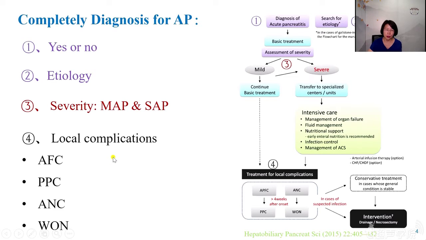The fourth, we want to know, is there any local complication? The picture shows you the local complication. Among the complications, some of them need further intervention. So for an acute pancreatitis patient, the clinic wants to know, yes or no, the etiology, the severity, and the local complication. These four aspects compose the complete diagnosis for acute pancreatitis.